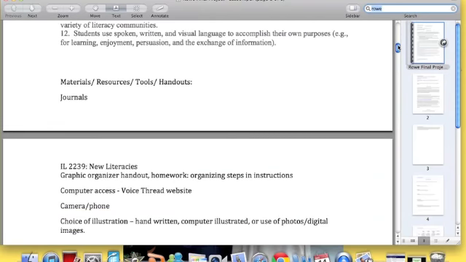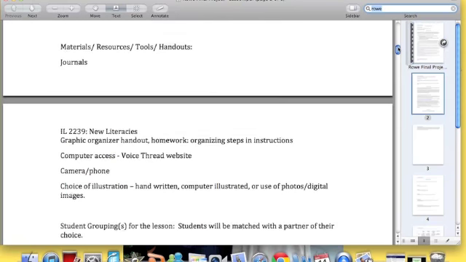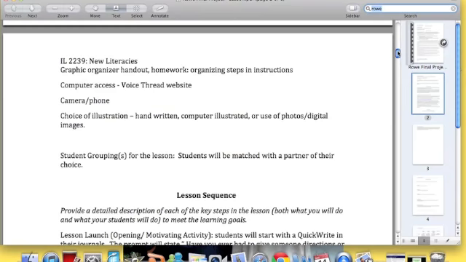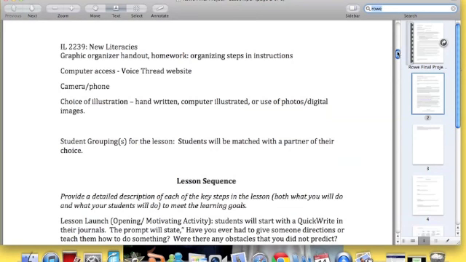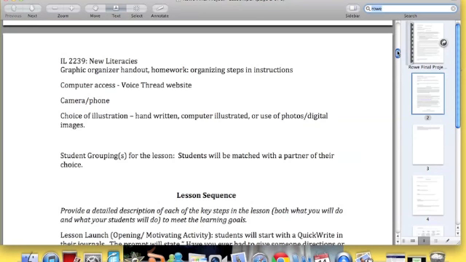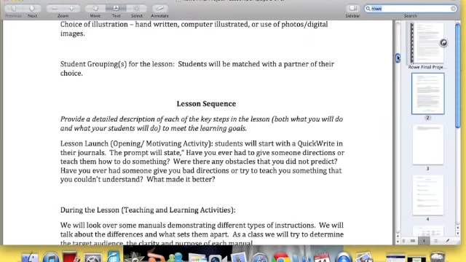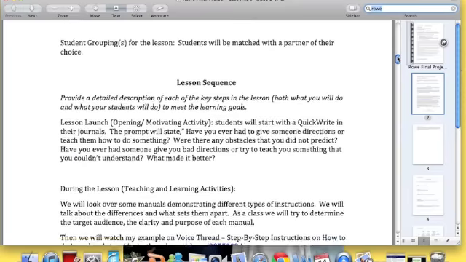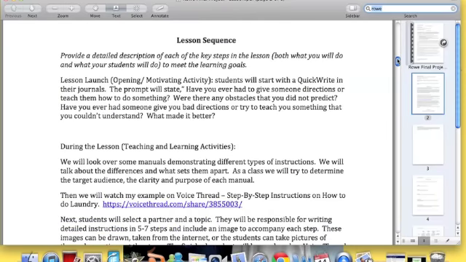My students will need journals, computer access, a camera or phone, and the choice of illustration. They can draw them themselves, make them on the computer, use their own photos, or even find Google images. I decided to let kids work with a partner of their choice. Knowing my students, I think this should be okay. If there's any issues, like I do have sometimes, I can repair them.